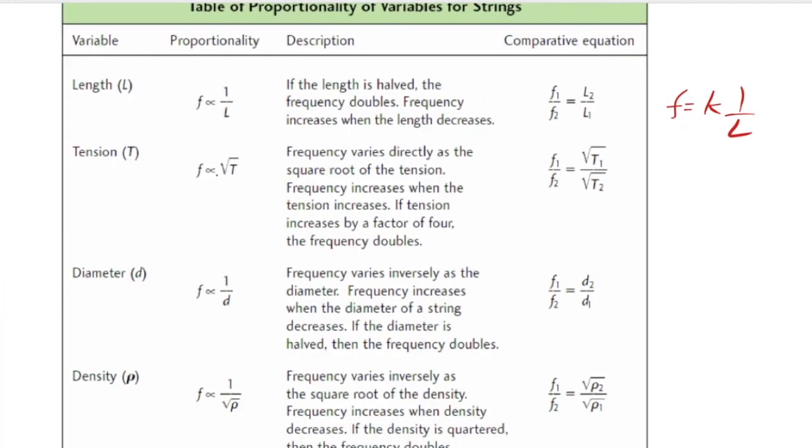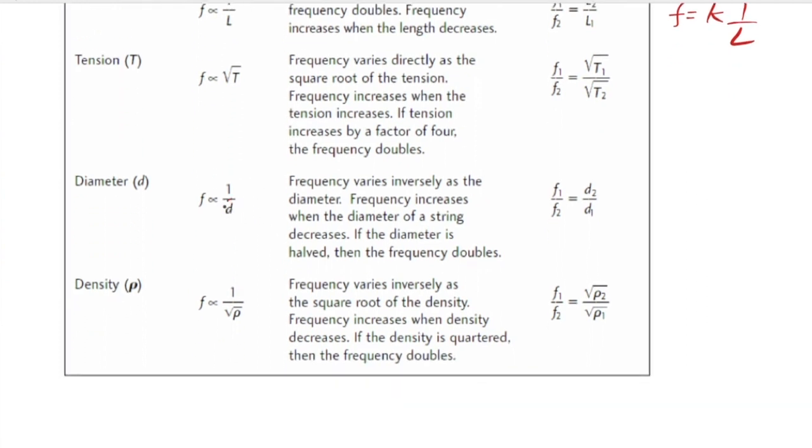Now, tension. Frequency is directly proportional to the square root of the tension, which means in this case that the frequency change doesn't increase as much as the tension does. So if we double the tension, so if tension is equal to times 2, the frequency only increases by the square root of 2, which is 1.41. This is why it's a common mistake with people who are learning how to play guitar to put too much tension on the string and break it, because you have to increase significant tension before the frequency changes.